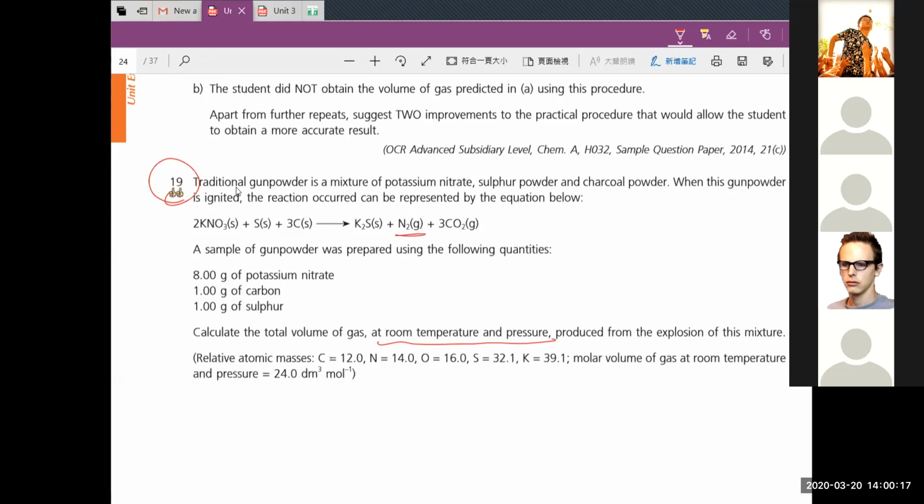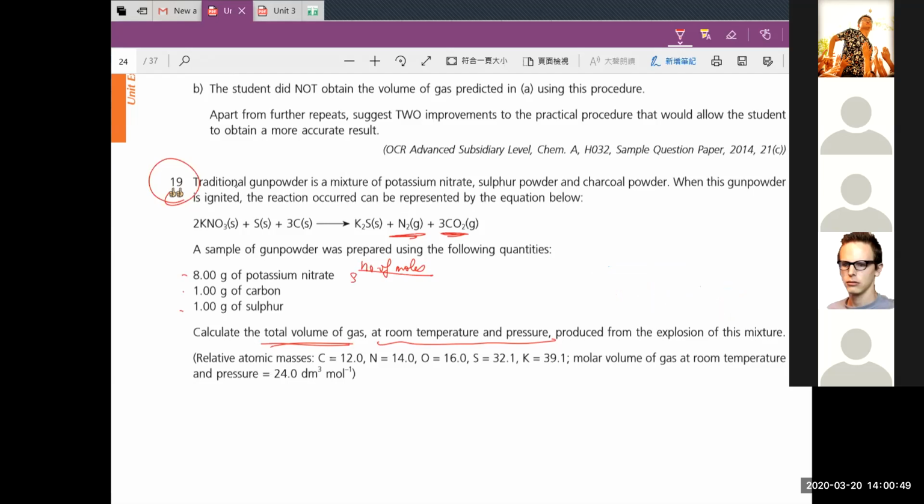The gaseous products are N2 and CO2. You are going to calculate that too. Okay, N2 and CO2, to get the total volume of gas. So to start with, what is the first step? What you're going to do is find out the number of moles of those quantities. Can you find out what that is?